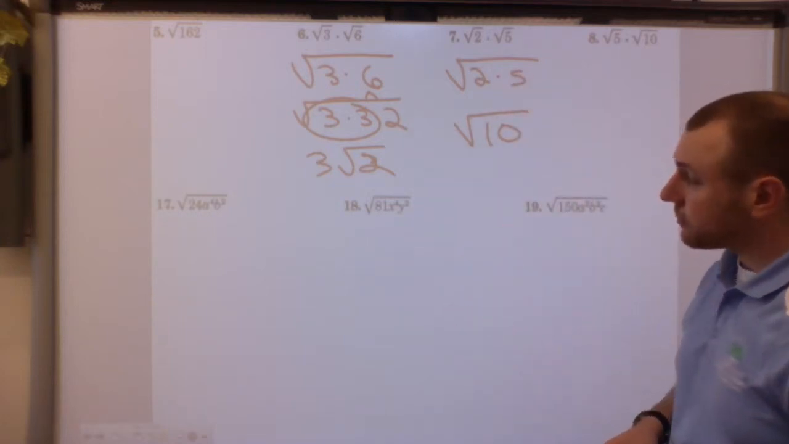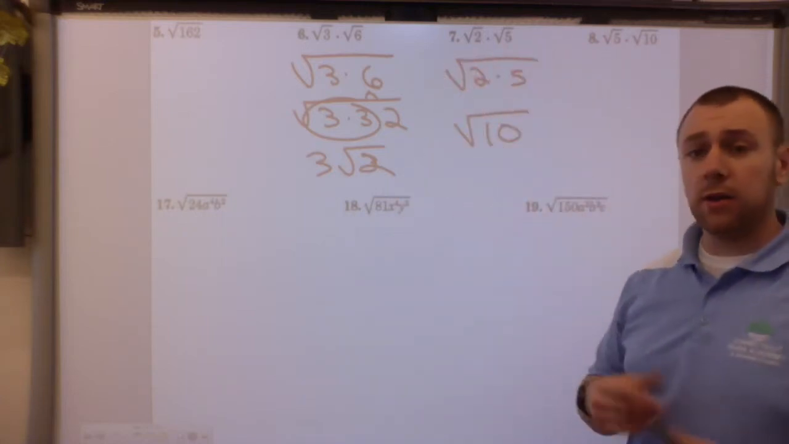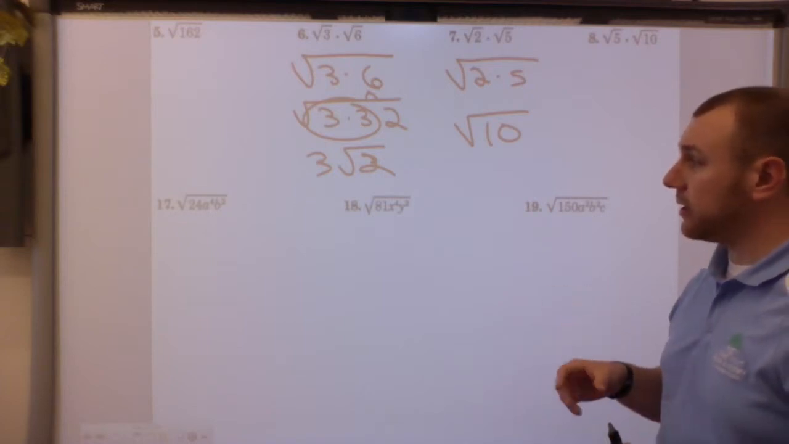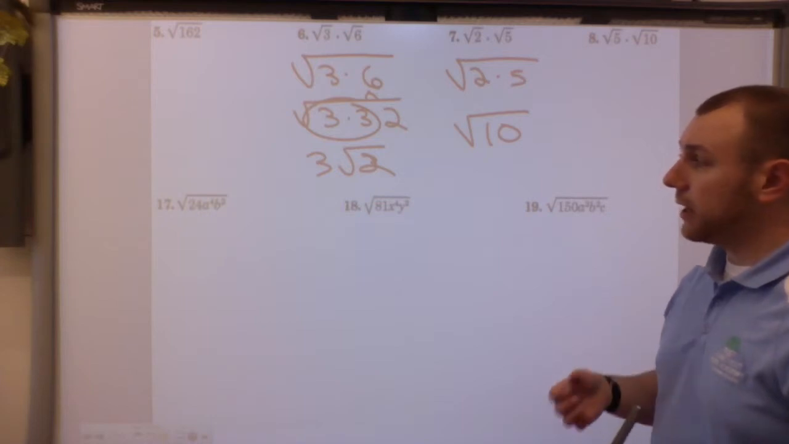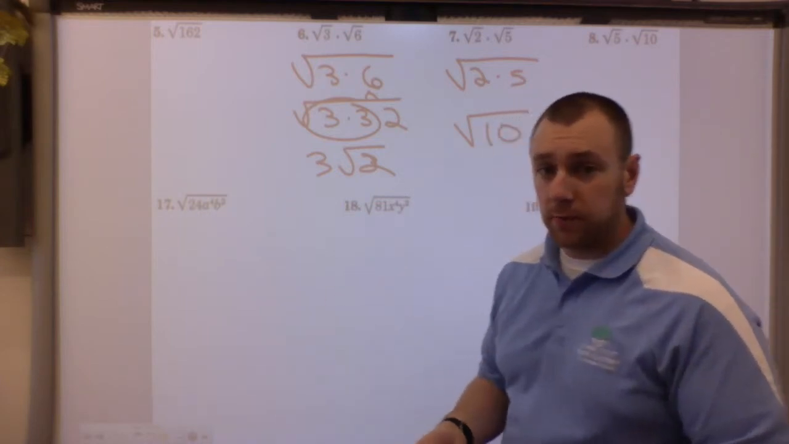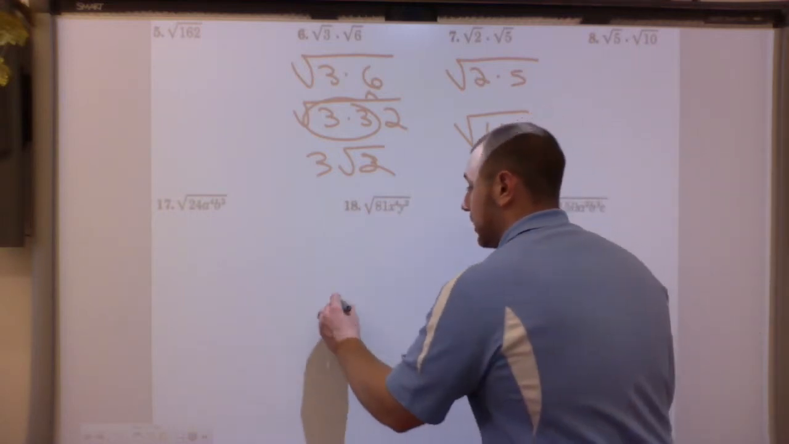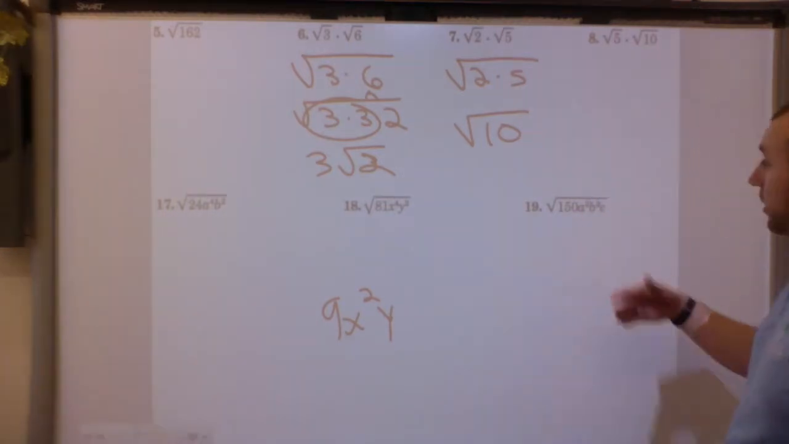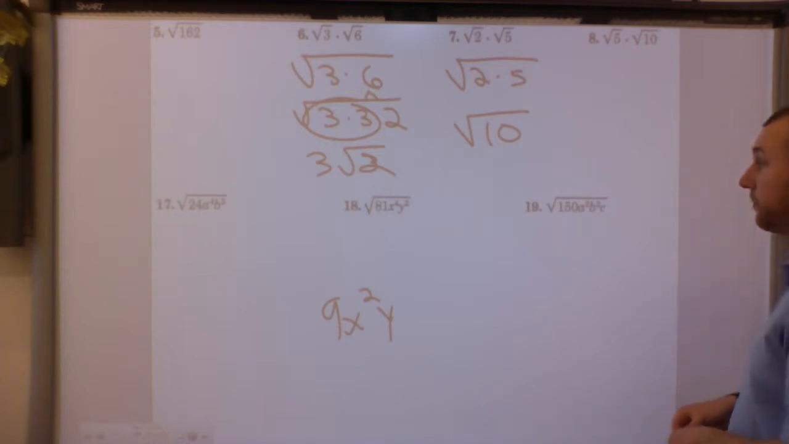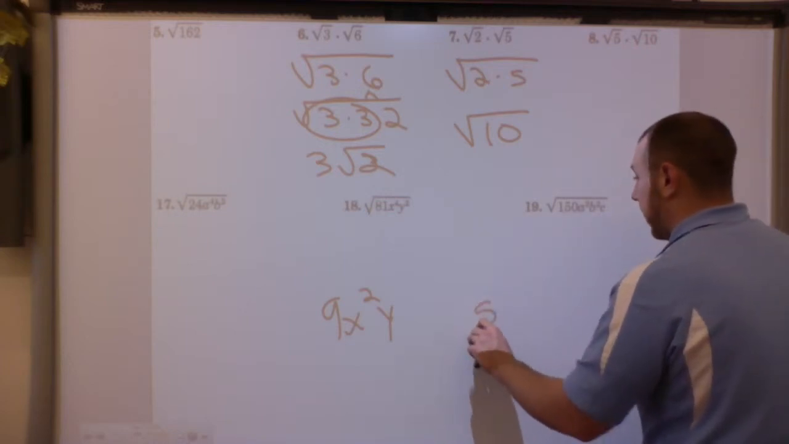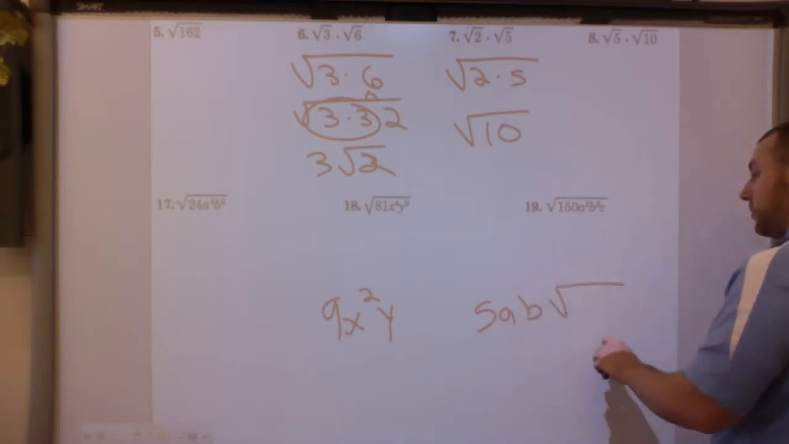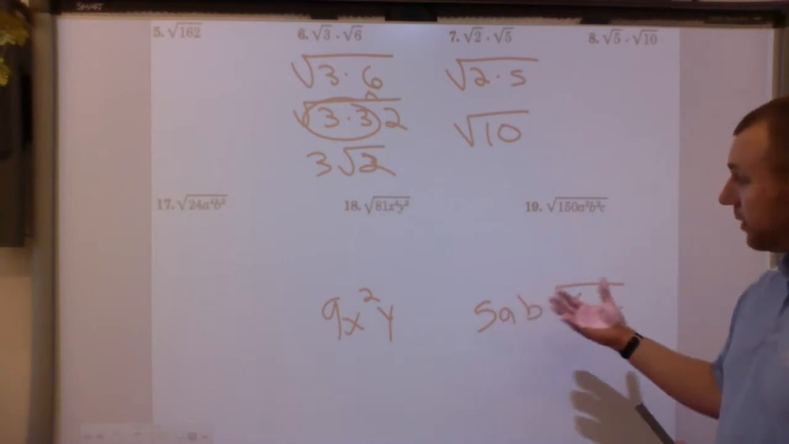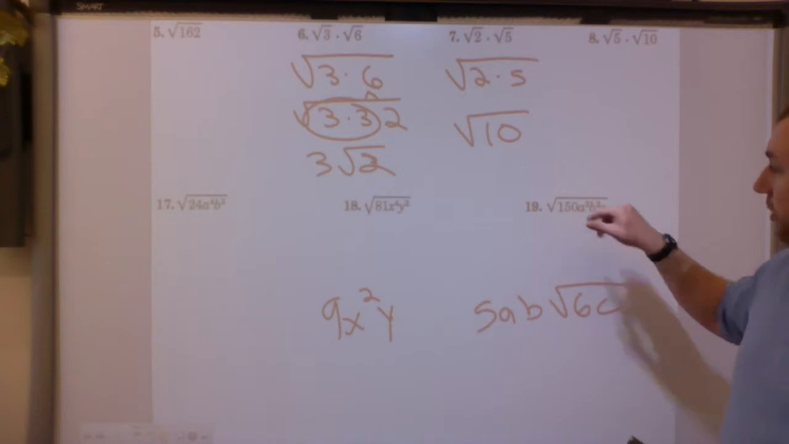That's my answer. All the rest of these problems are little practice problems that you should be working on and come in next class with these answered. Again, sometimes you're going to have no square root, like this one. You're going to end up with just 9x squared y with no square root in it. Well, in this one, you're going to have some square roots, where you're going to have 5ab square root of 6c. That's the answer that you should end up with, because you break down the number and then you break down the variable separately.